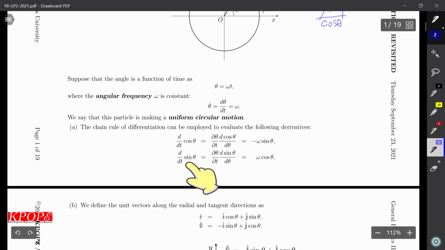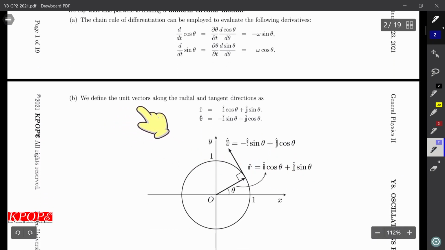In a similar manner, we can take the derivative of sine theta with respect to time. We first take the derivative with respect to theta, and then the time derivative of theta. This is a chain rule. The derivative of sine theta is cosine theta. Hence, the time derivative of sine theta is omega cosine theta.